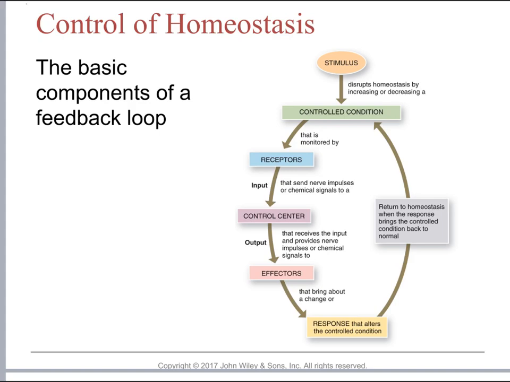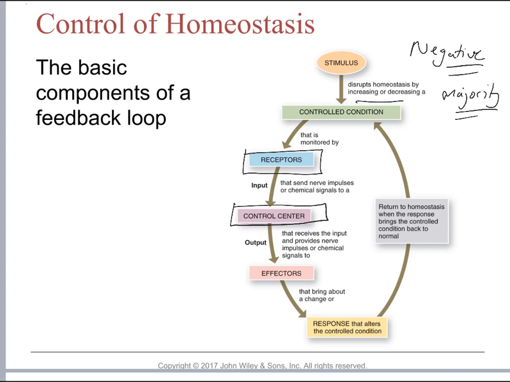Here is the basic feedback loop of a disruption in homeostasis. So we start with the stimulus. Again, we are outlining a negative feedback loop. Now, the majority of our feedback loops are negative. So we have disruption in homeostasis by increasing or decreasing a controlled condition. This is being monitored by receptors in our body. They can be in the periphery in our skin, or it can be deep in our viscera, in our internal organs. The input is going to be sent through nervous signals, so nervous impulses or chemical signals, to the control center of the brain.